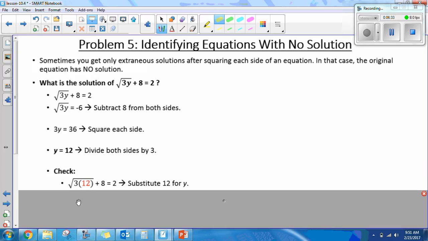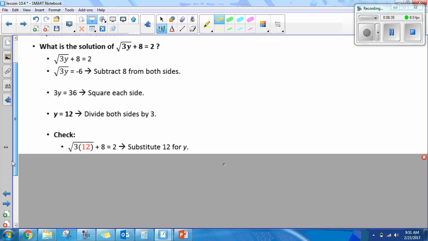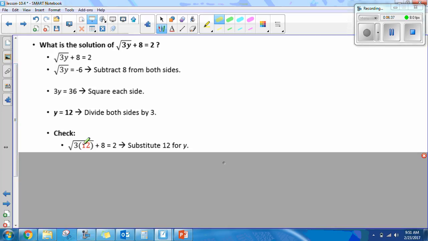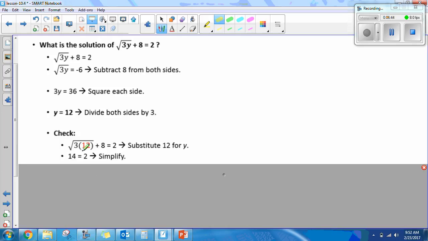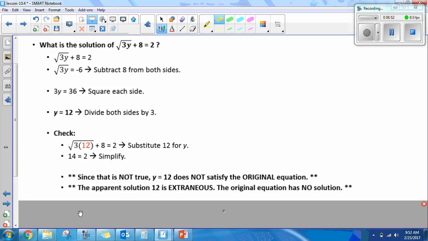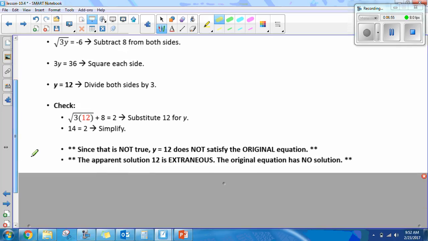Now we need to check. So we're going to substitute 12 back into the original equation. On the left-hand side, we have radical 3 times 12, which is radical 36, which equals 6, plus 8 is 14. However, that is not equal to 2. So, since this is not true, y equals 12 does not satisfy the original equation, and the apparent solution 12 is extraneous. Therefore, the original equation has no solution.